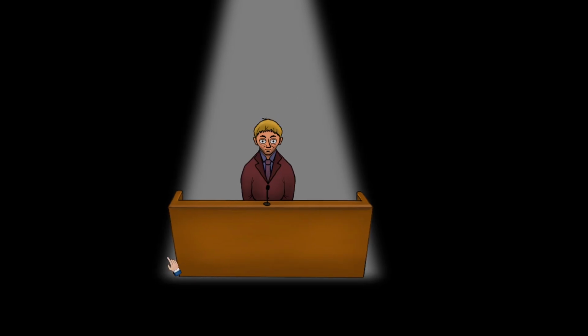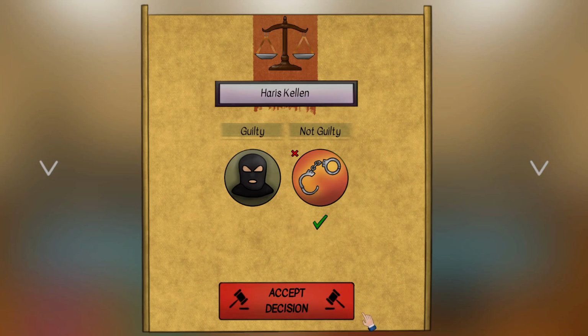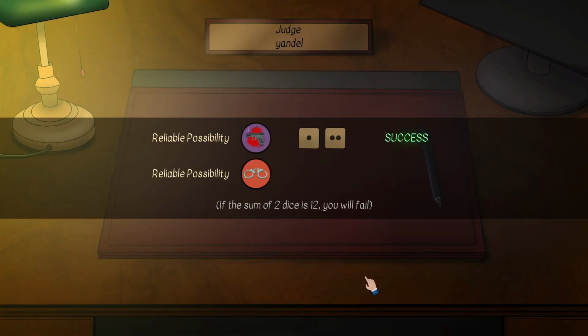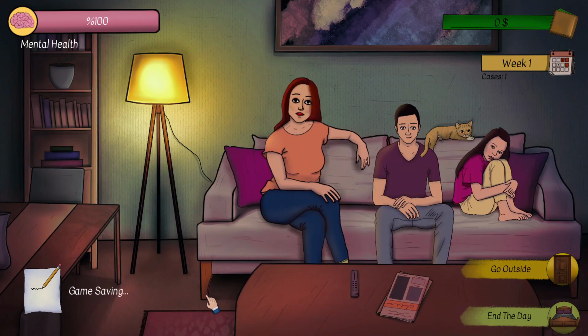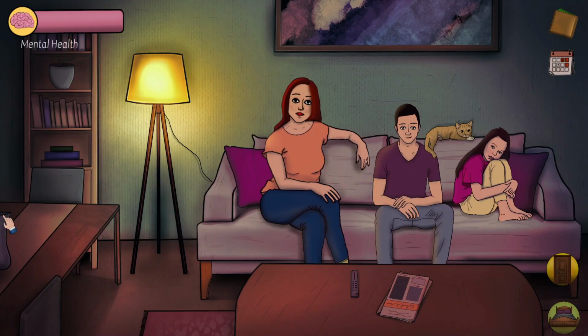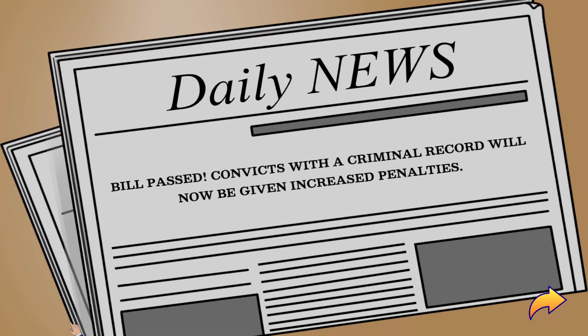Here I order Harris killing. Not guilty. I'll put him not guilty because I don't know what I'm doing. Okay. I bet. Easy. These are my kids. Alright, mental health 100%. Okay, no. In the day, sure. Bill passed, convicted with a crime records will now be given increased penalty. Ooh.